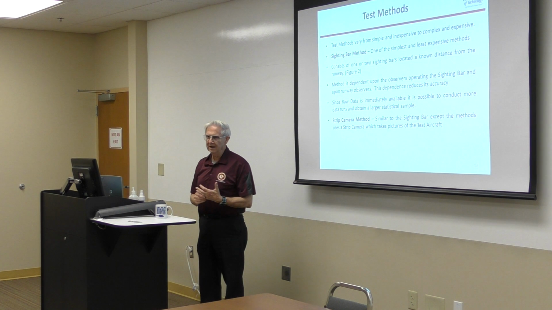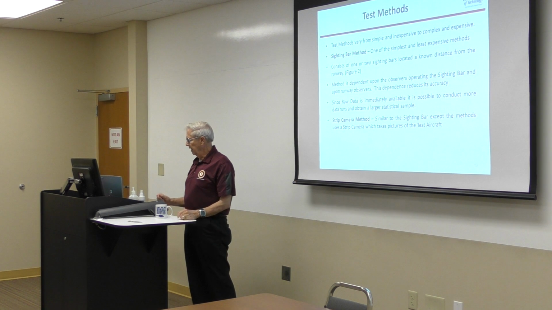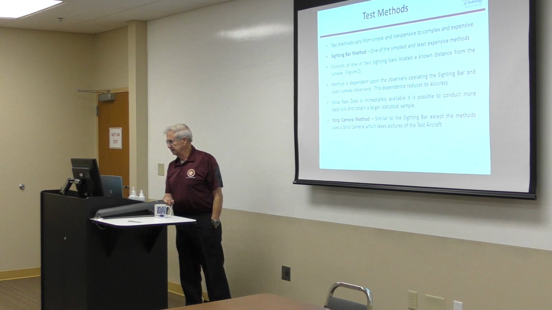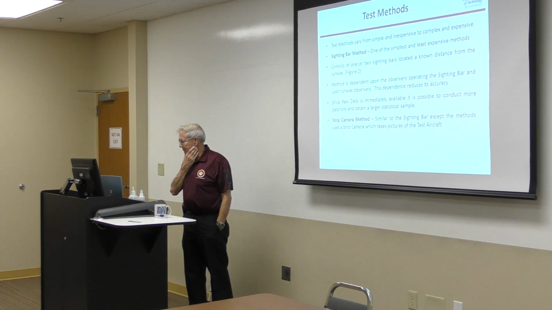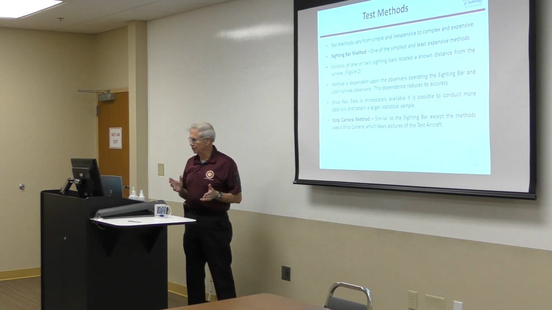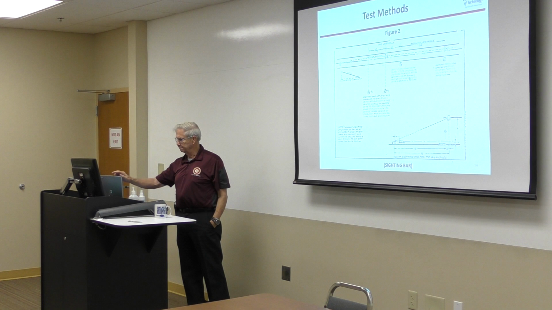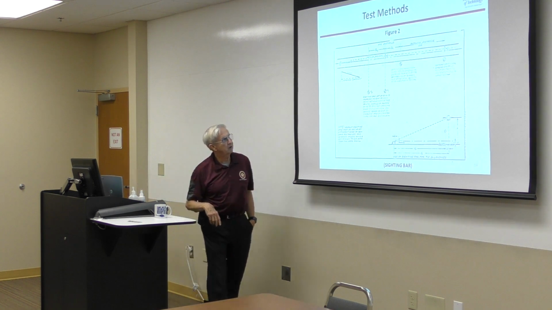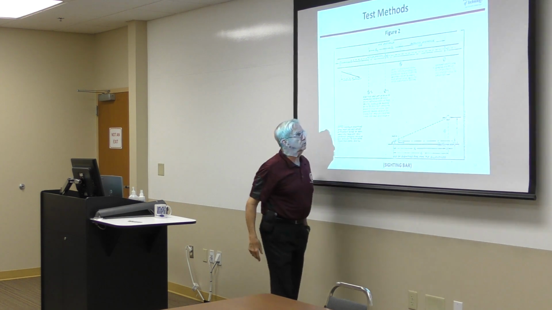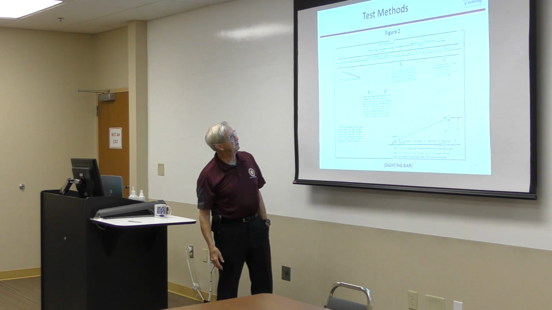All right, we were going to talk about test methods for doing takeoff and landing tests. One that's been used for a long time and still probably the simplest and least expensive method is called the sighting bar. It consists of either one or two sighting bars located at a known distance from the runway. Here's a picture of it. You can either get by with one or two, and we'll explain what the difference is.